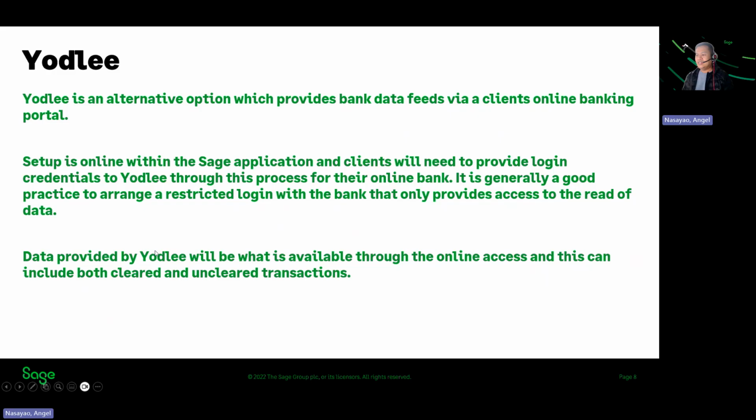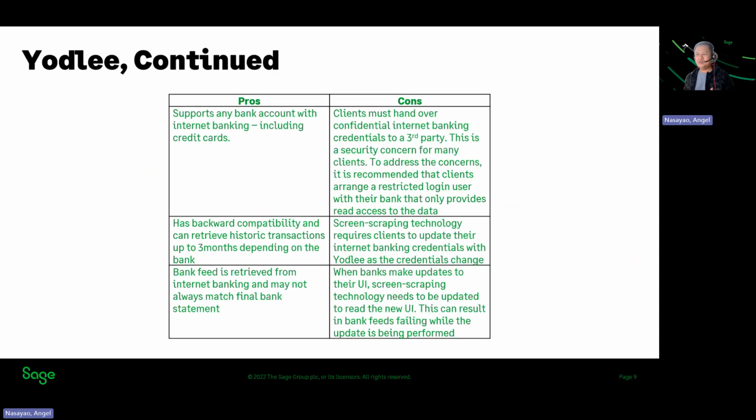Data provided by Yodlee will be what is available through the online access. This can include both your cleared or uncleared transactions, just like when you log in to your online banking. You will be seeing even those that are pending and those that are already cleared. That's the disadvantage, I would think, of using Yodlee, because even if it's not cleared yet, it's available for you to be retrieved as a bank transaction that will be available for your bank reconciliation.